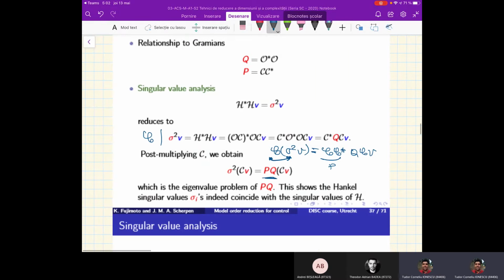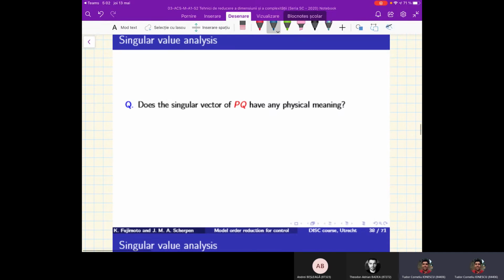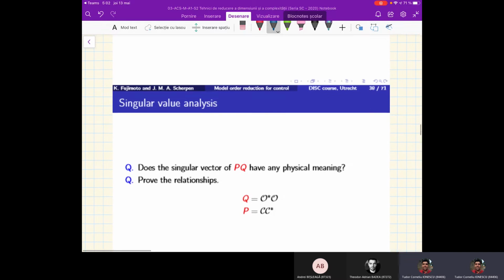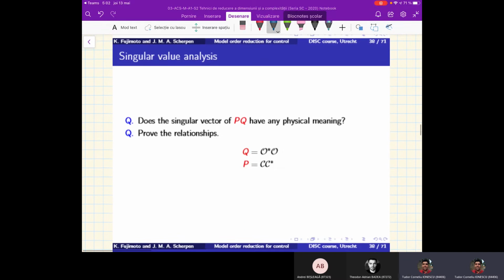So you can easily write the Hankel singular value problem in this form. So this is an eigenvalue problem. You can see here that indeed the Hankel singular value problem is an eigenvalue problem of the matrix PQ. So the Hankel singular values sigma i's coincide indeed with the singular values of the Hankel operator. What's the meaning of the singular value eigenvector?